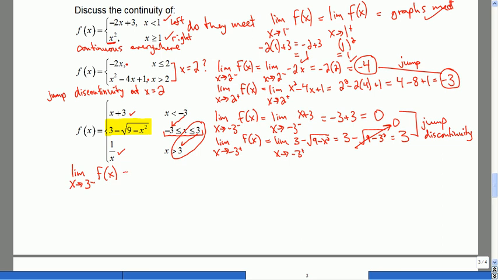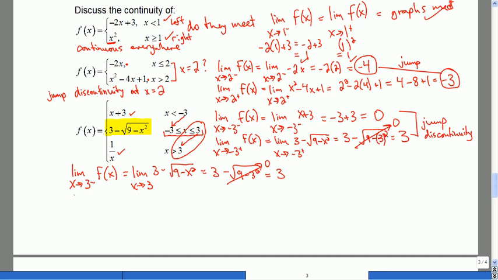So this is going to be the limit as x goes to 3 of 3 minus root 9 minus x squared. So 3 minus root. So we end up with the same value. This goes to 0. And so we end up with 3. So it won't affect our answer, but there should have been a negative there.